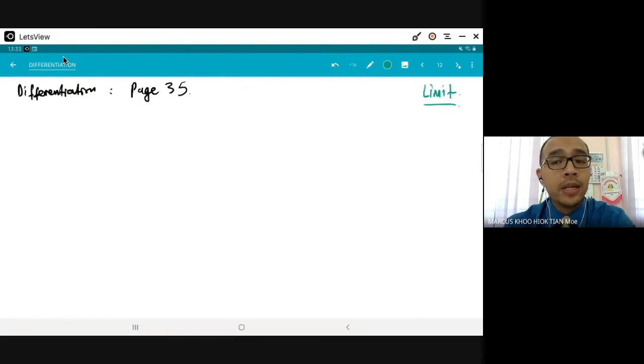Okay, tetapi ini adalah pembezaan yang betul-betul spesifik mathematics lah. Bukan beza antara lelaki dan perempuan. Not that kind of pembezaan. Okay, ini adalah pembezaan matematik.